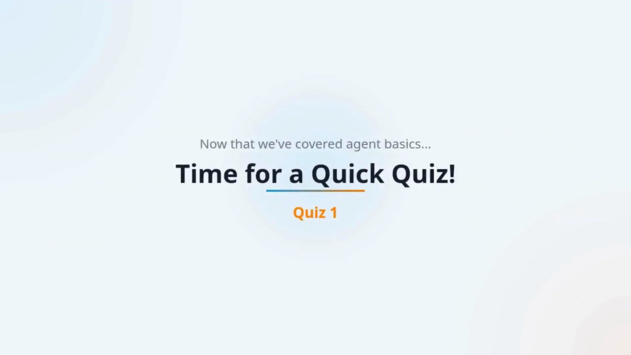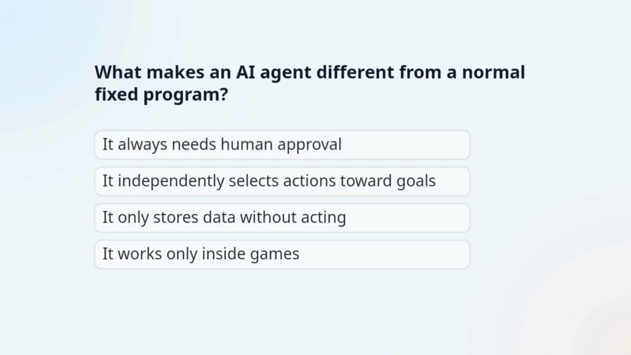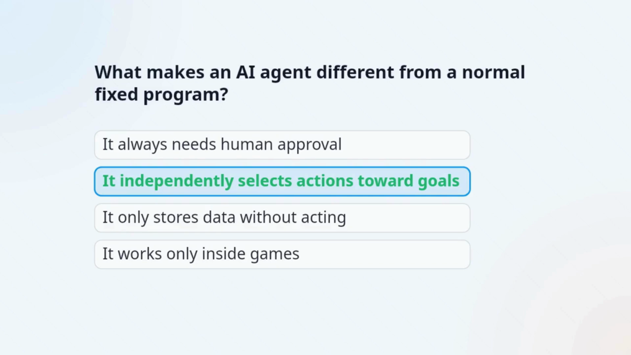Now that we've covered agent basics, let's test what we've learned so far. Here's quiz number 1. See if you can get it right. Question 1. What makes an AI agent different from a normal fixed program? The correct answer is, it independently selects actions toward goals. AI agents are goal-oriented and can choose actions on their own based on available information. That autonomy is a defining feature.